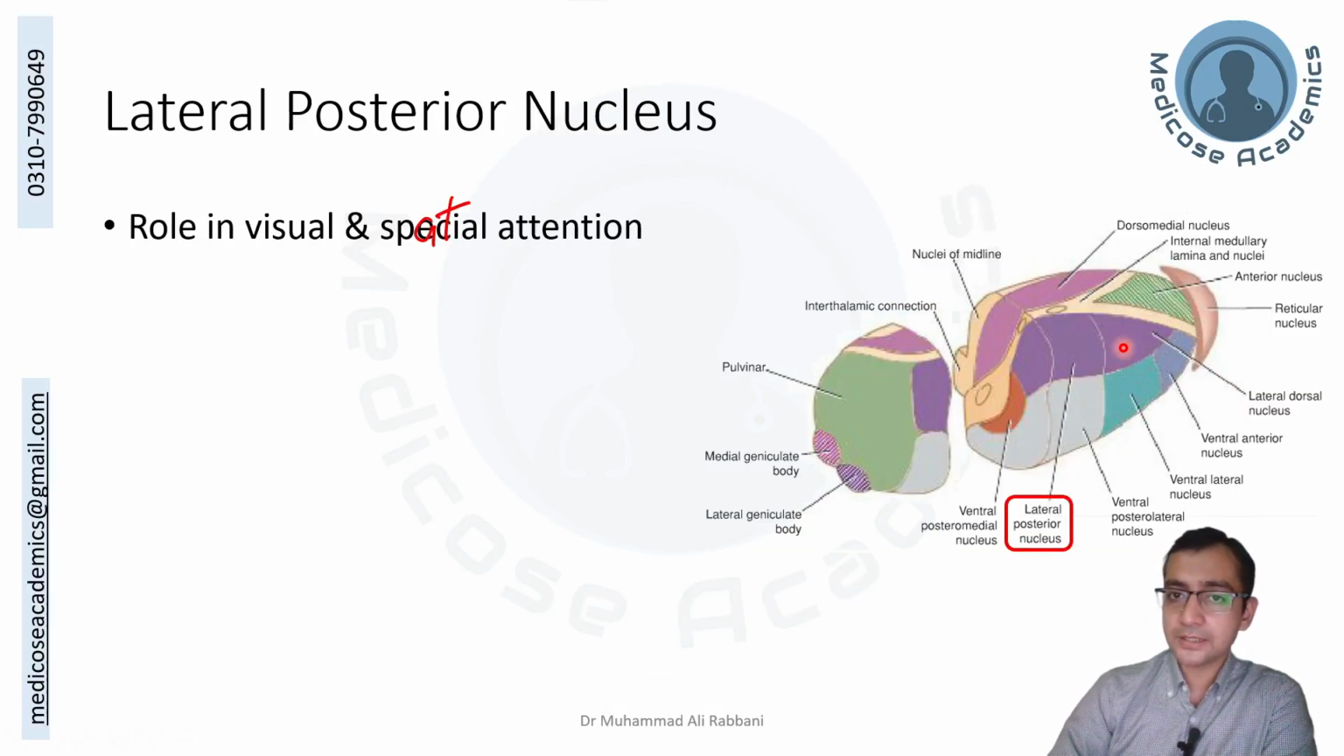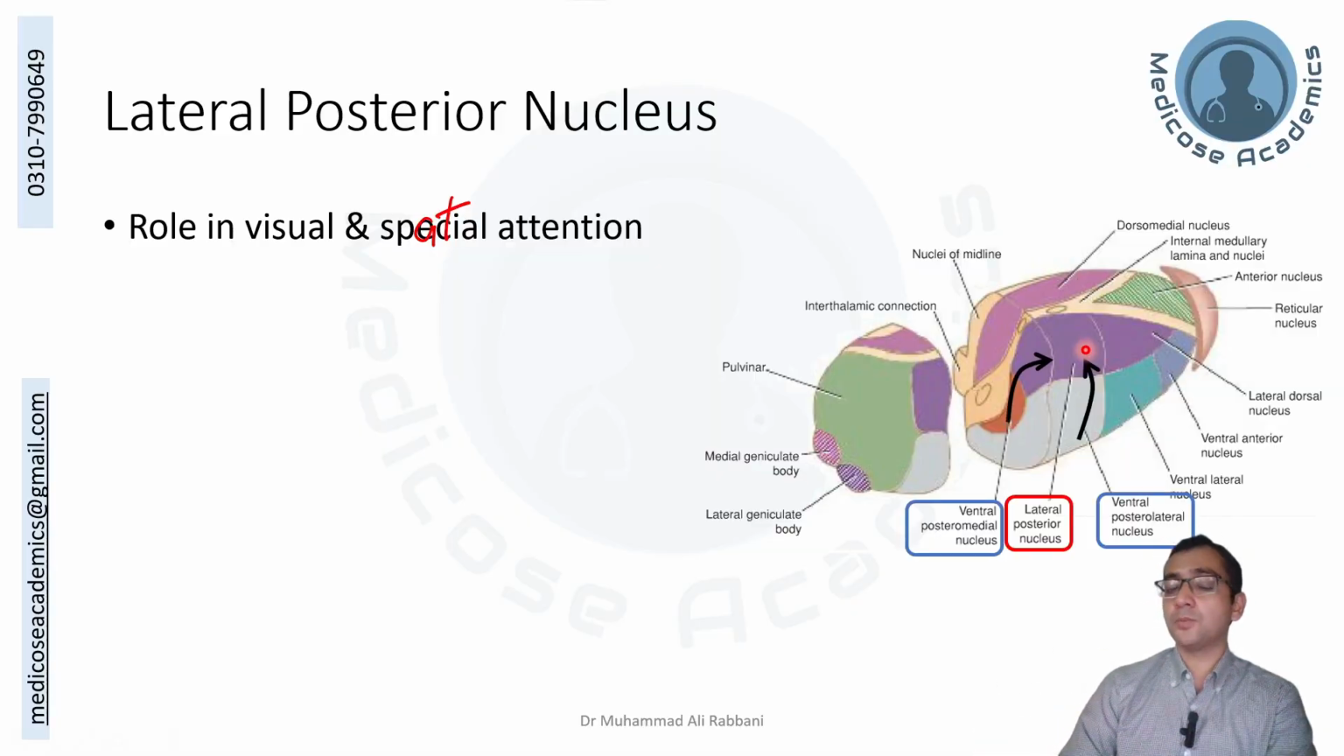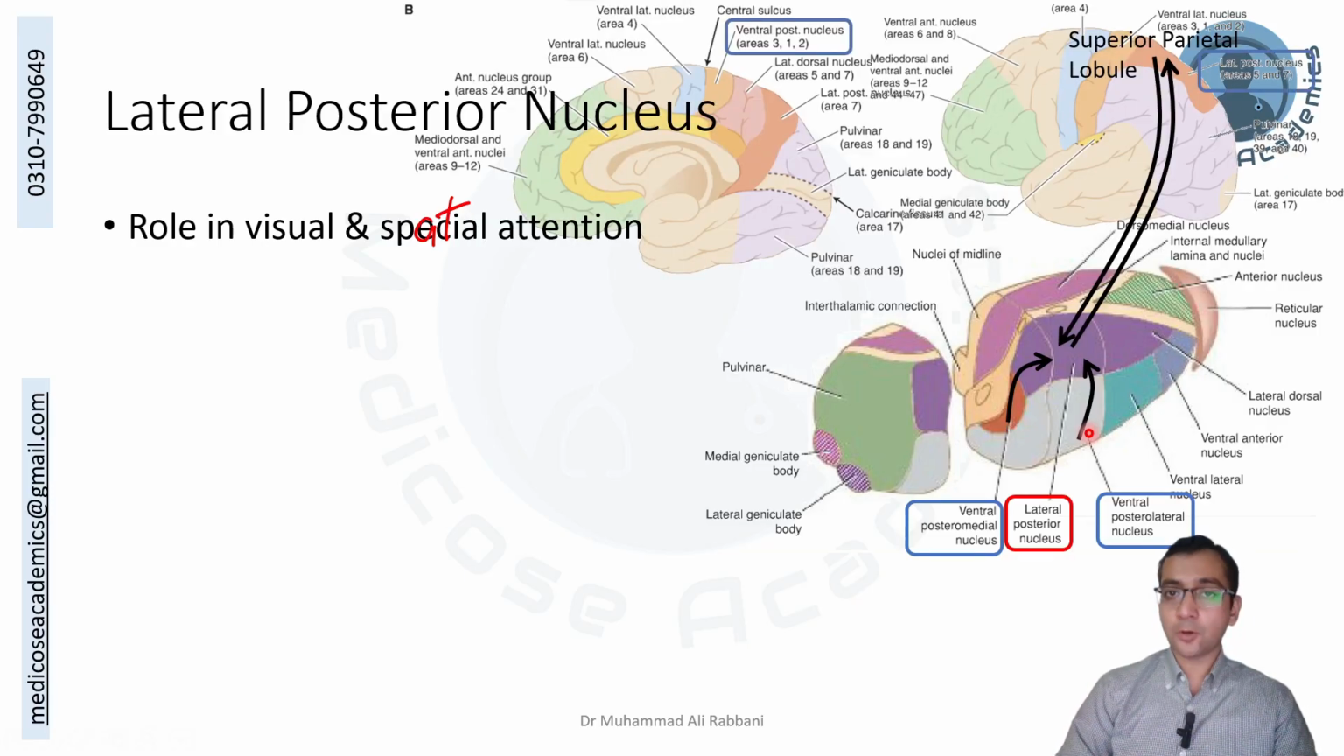Lateral posterior nucleus has a role in visual and spatial attention regarding space, your 3D space. So it gets its inputs from the sensory relays, that are the ventroposteromedial nucleus and ventroposterolateral nucleus, and it communicates with the superior parietal lobule.